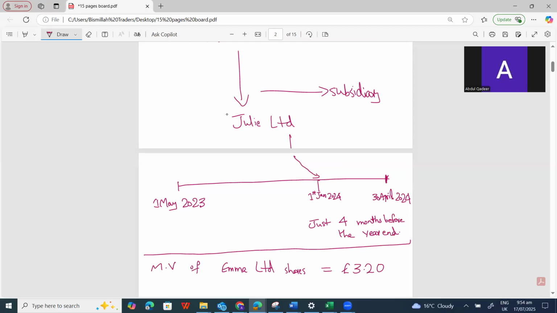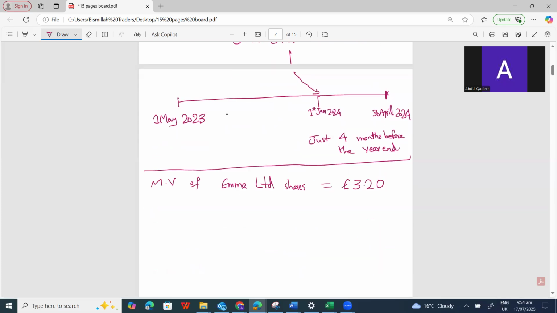Because this is how EMA pays the consideration. EMA paid the consideration in the form of share exchange. EMA has given 1 share and has taken 4 shares of Julie Limited. And this way we have to use the market value of EMA Limited shares in the share exchange.